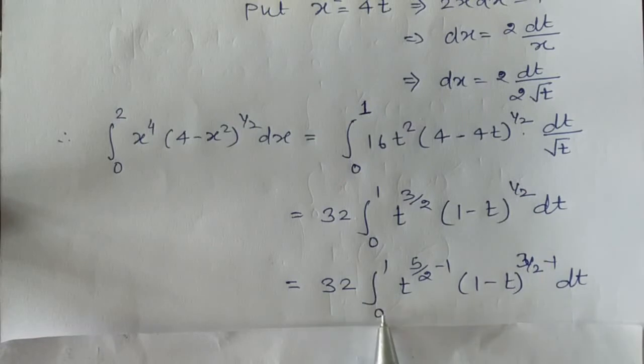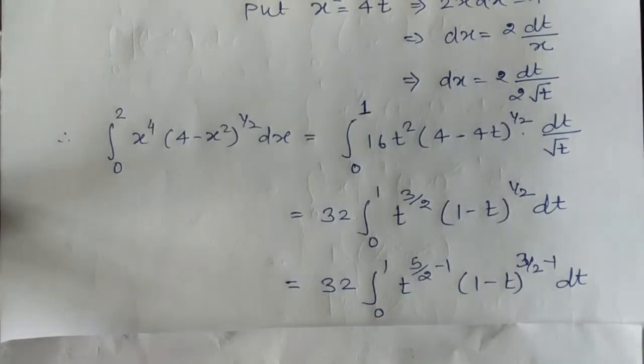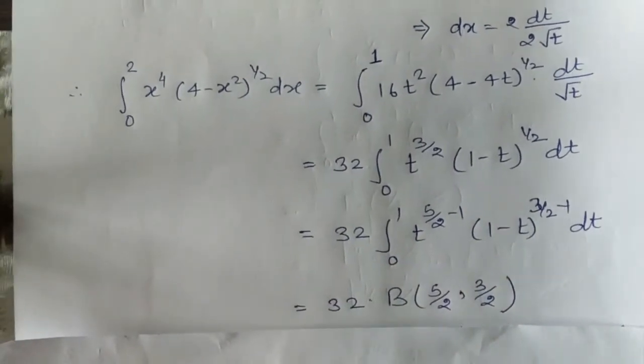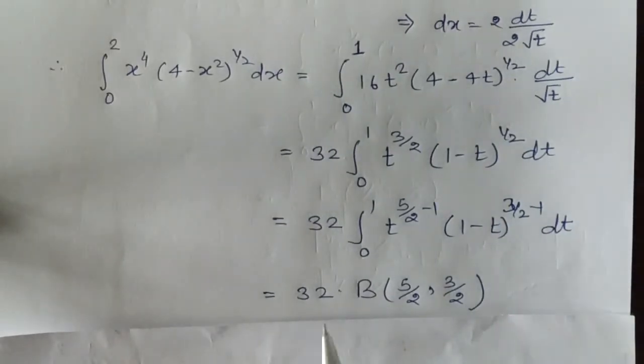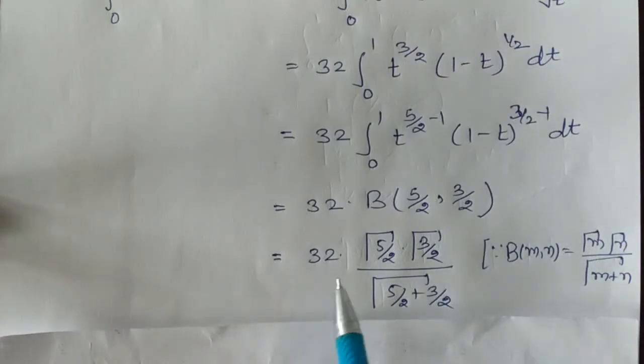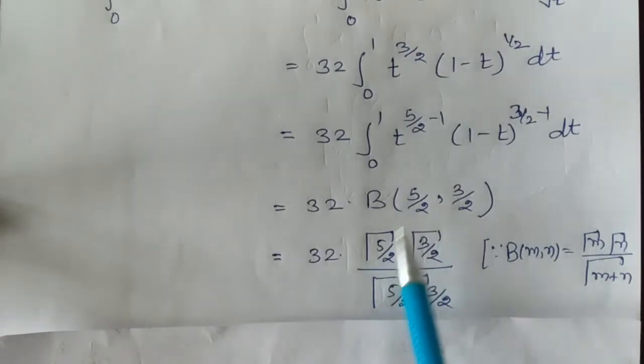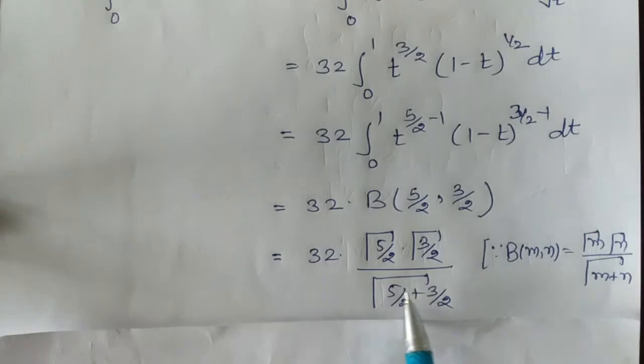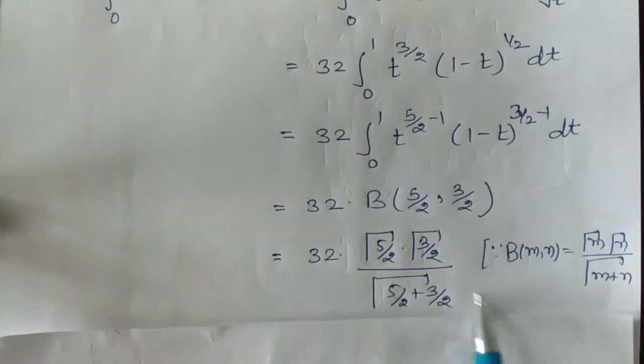So this integral is a beta integral and its value is beta m, n, that is beta 5 by 2 comma 3 by 2. So we have 32 into beta 5 by 2 comma 3 by 2. Now using the relation between beta and gamma function, we have beta m, n equal to gamma m gamma n upon gamma m plus n. So we write 32 into gamma 5 by 2 into gamma 3 by 2 upon gamma 5 by 2 plus 3 by 2.